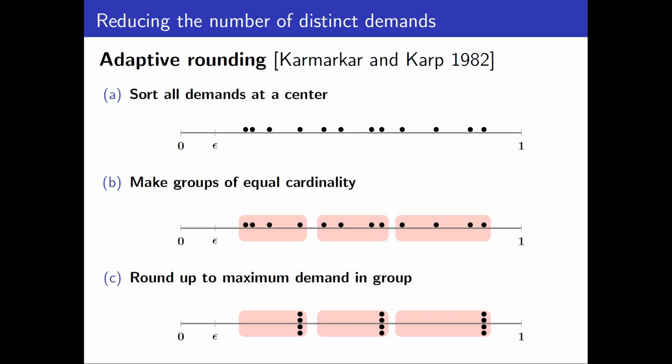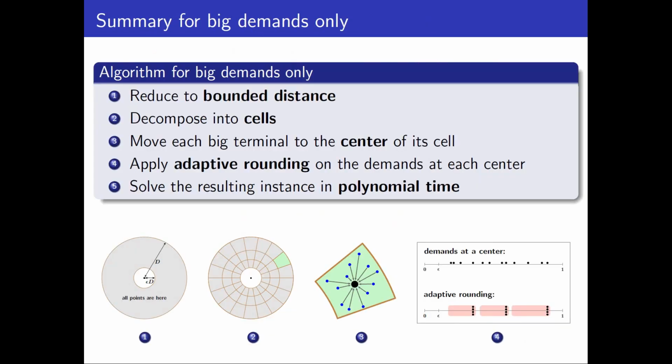Okay, so now we have achieved the two assumptions: a constant number of locations and a constant number of distinct demands at each location. Now we summarize our algorithm for big demands only. In the first step, we reduce to bounded distance. In the second step, we decompose into cells. In the third step, we move each big terminal to the center of its cell. In the fourth step, we apply the adaptive rounding technique on the demands at each center. And in the last step, we solve the resulting instance in polynomial time. This completes the description of the 1+ϵ approximation for the Euclidean CVRP on big demands only.